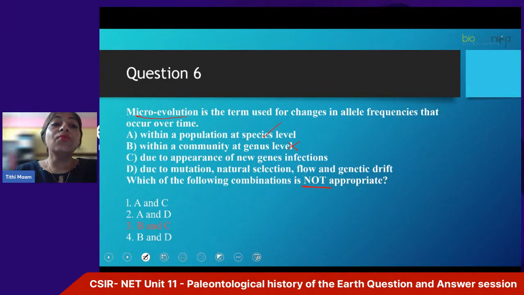All right. What are the different causes of microevolution? Mutation, natural selection, gene flow, and genetic drift. The four ways in which microevolution works. So due to appearance of new gene infections, that will be wrong. Microevolution will not result into new gene infections. There might be new alleles introduced into the population, but not new genes. So answer will be option 3, B and C.